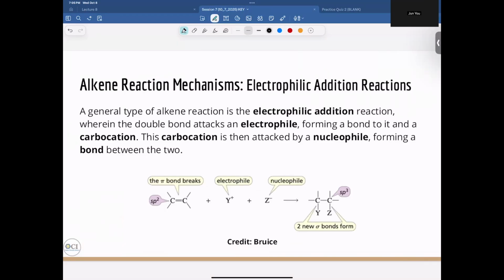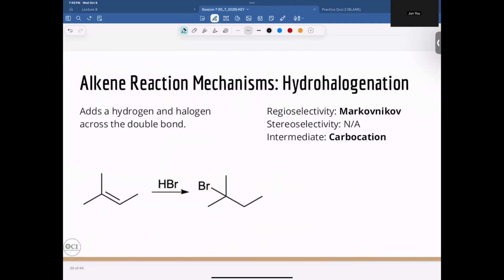This is pretty much the general mechanism. Already covered this. So this is the first one. It's called hydrohalogenation. It can be done with HBr or HCl. Those are the ones you'll see most commonly.